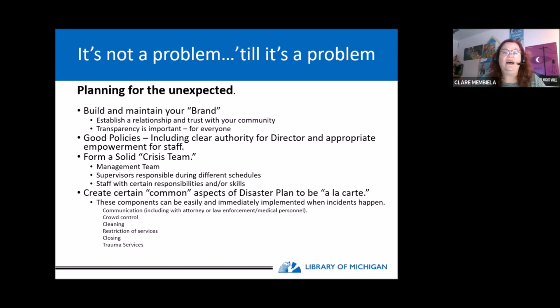Make sure, again, that your policies as far as risk management and crisis management include clear authority for the director, right? Because if those lines are blurred, it becomes very difficult, because the director really is most likely the one who's going to be on the ground. And making sure that person has the authority that they need to make certain decisions is really important.